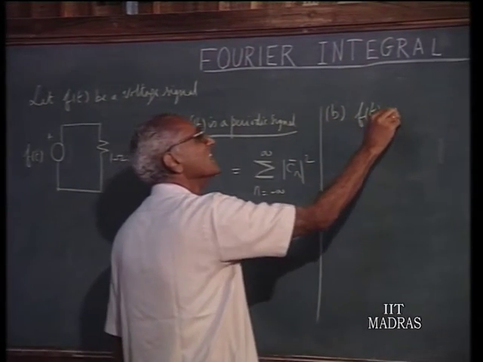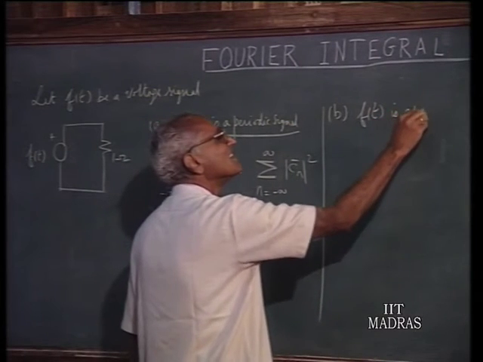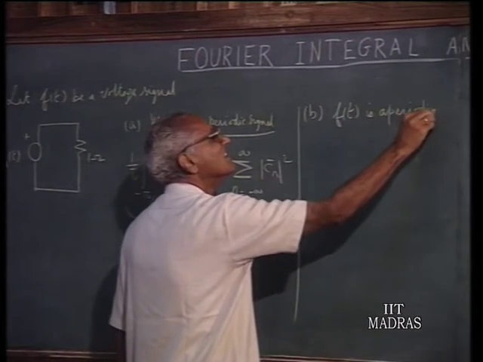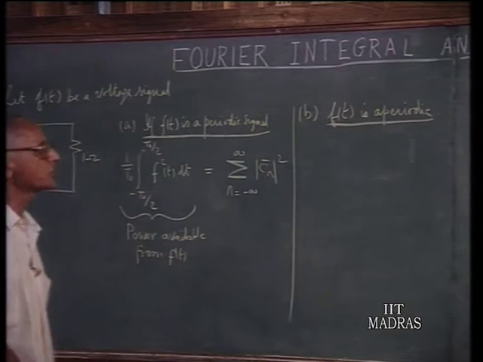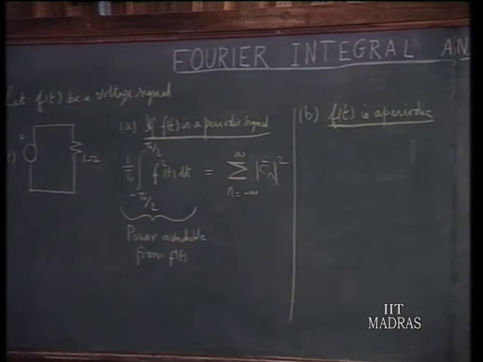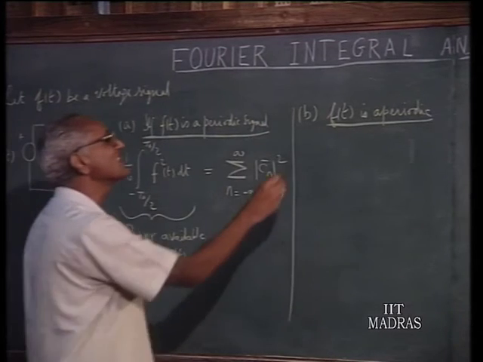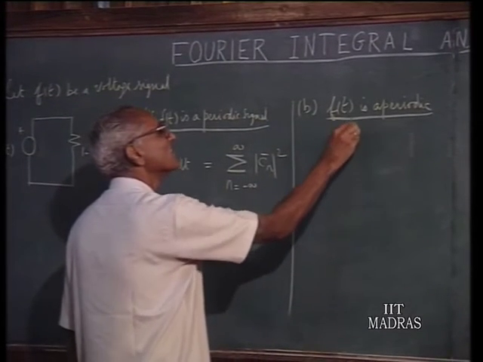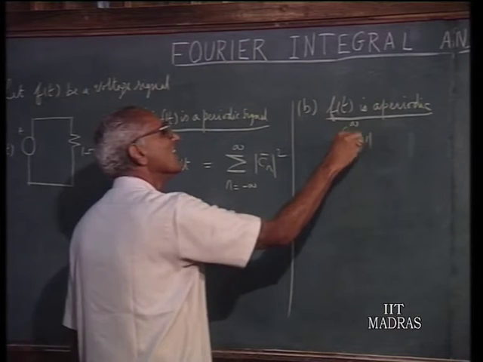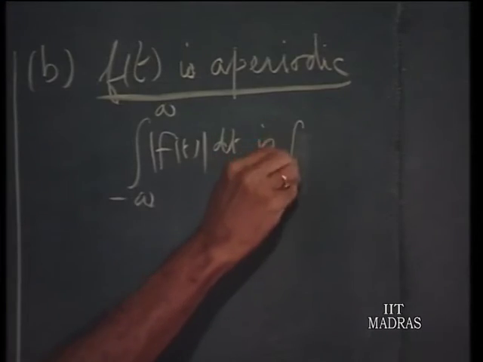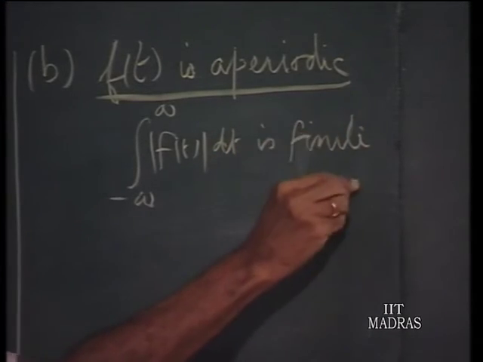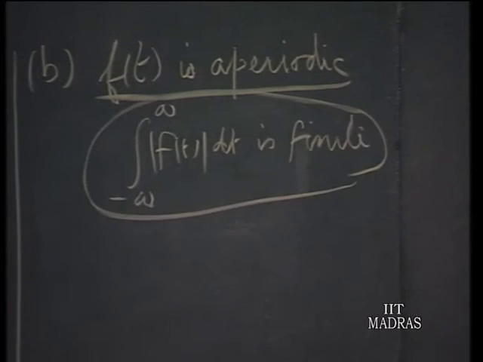F of t is aperiodic, and we also assume that it has a finite amount of energy, in the sense that the integral from minus infinity to plus infinity of f of t magnitude square dt is finite. So, this is a restriction which we already imposed on finding the Fourier transforms of the various signals that we have considered so far, and we also assume that this is true.